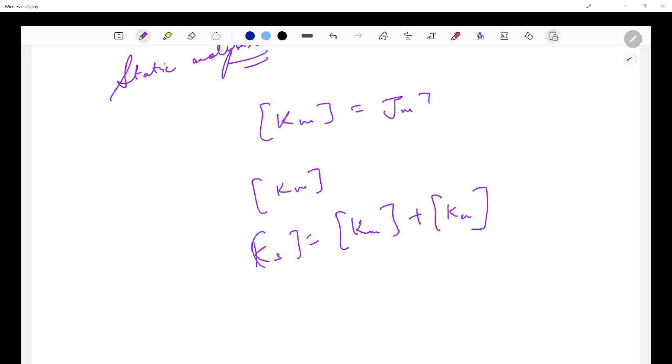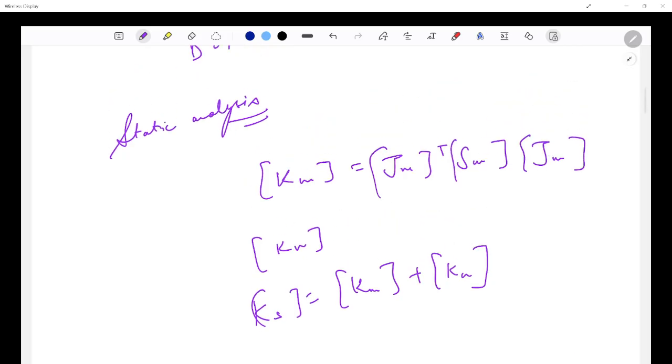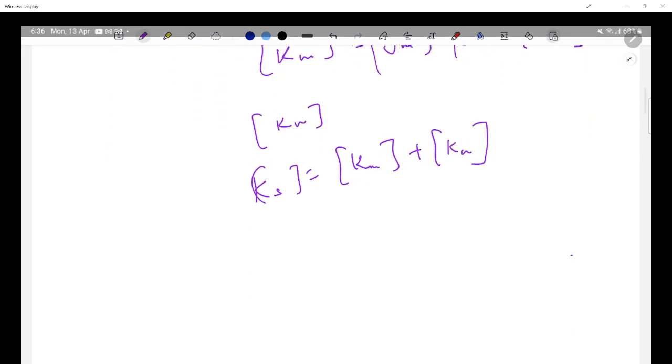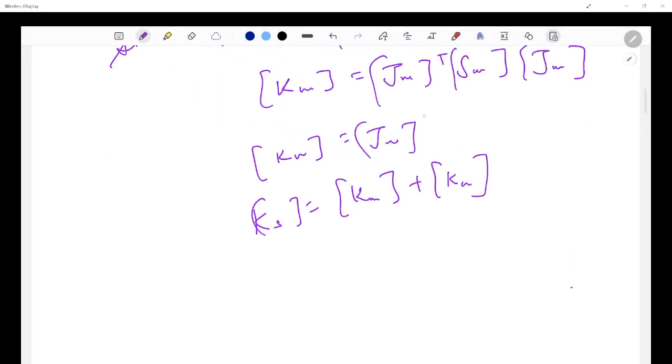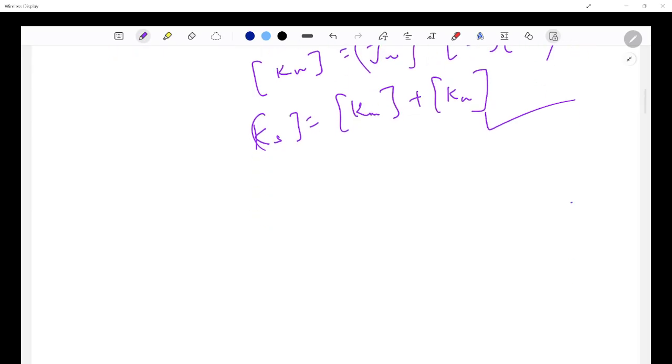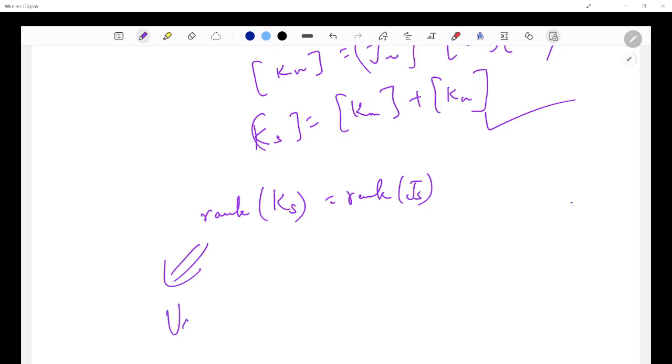So this is Jacobian transpose, some Jacobian transpose. And before that, what is this? Sm into delta L is equal to delta T. Okay. Here also, if you have seen, Jm transpose into Sn into Jm. So total stiffness is given by this. Now, what is the important condition? What is the criteria to detect redundancy? If rank of Ks is equal to rank of Js, then this equality can help us to detect redundancy.